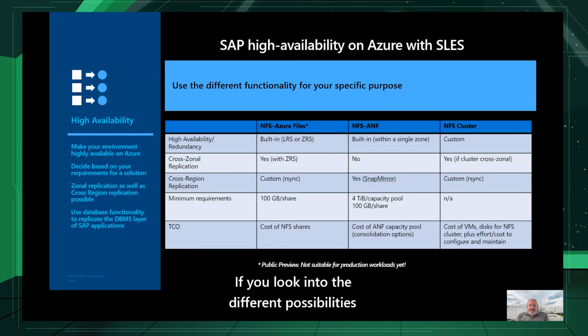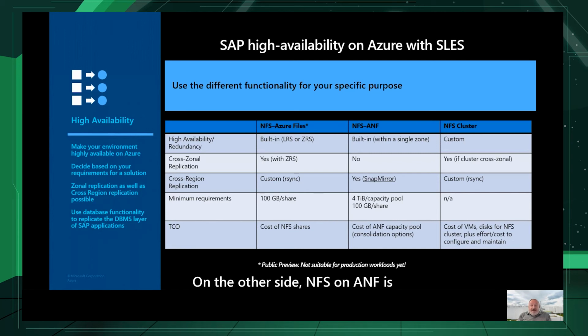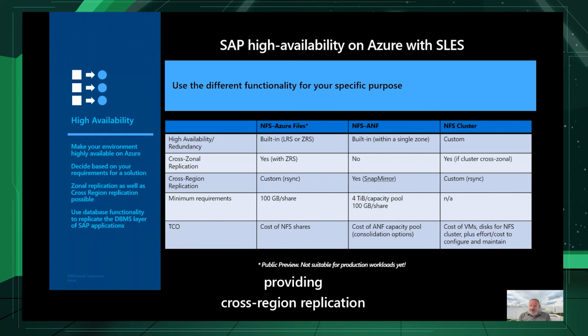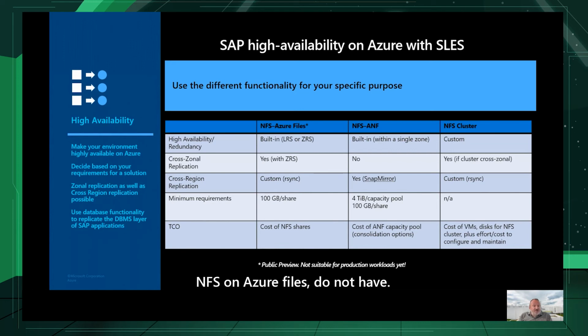If you look into the different possibilities that I just mentioned here, they do have different features and functionalities. So, for example, our NFS on Azure Files is coming with the possibility of zonal replication, meaning between the availability zones of Azure we do a replication, which then means that you have higher availability. On the other side, NFS on ANF is providing cross-region replication based on SnapMirror functionality. And so that one covers functionality that the other one, NFS on Azure Files, does not have. So different possibilities, different functionalities for different demands, different requirements, and the choice is basically yours.